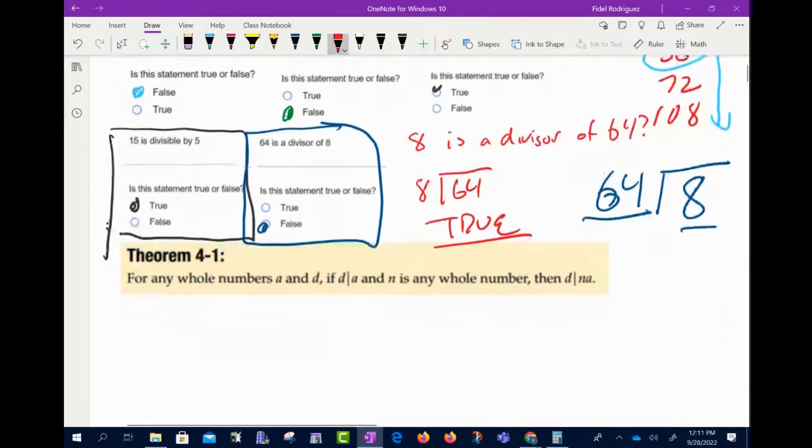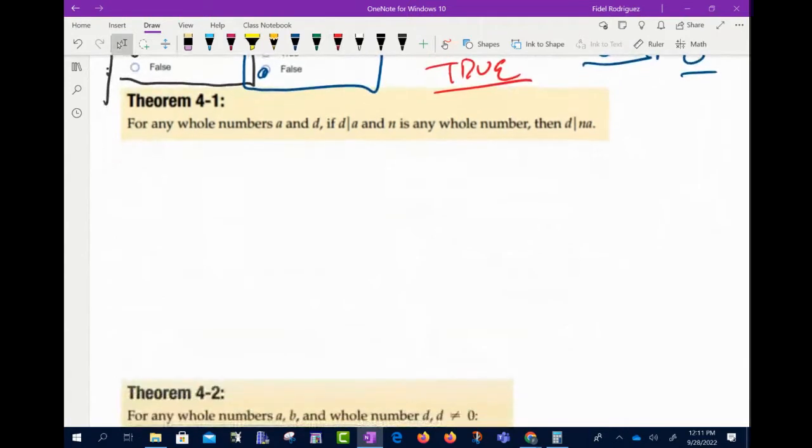Okay, so the second part here, y'all, we have a couple of little theorems or little rules, and it says for any whole numbers A and D, if D divides A, and then N is any whole number, then D is going to divide N times A. So just to give you an example, what does that really mean? Let me think of 2 numbers. Let's think of my number A. Let's pick a kind of bigger number, like say 24. And let's think of my number D as, I don't know, something like 3.